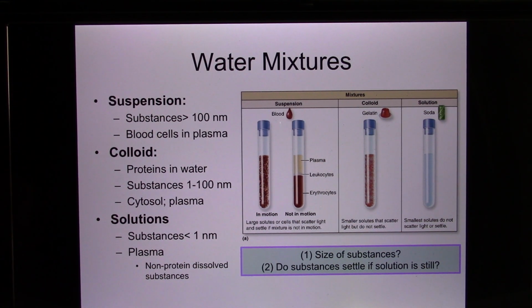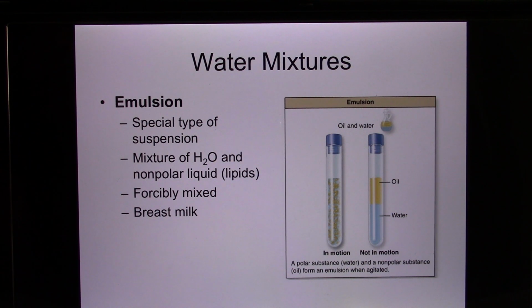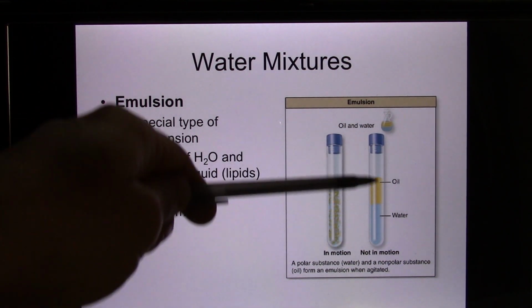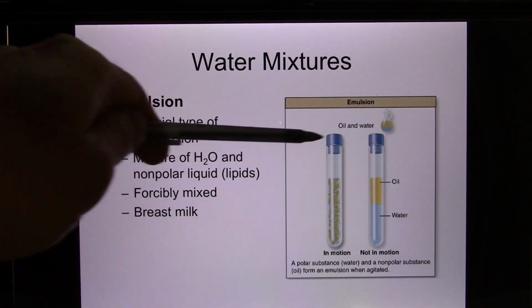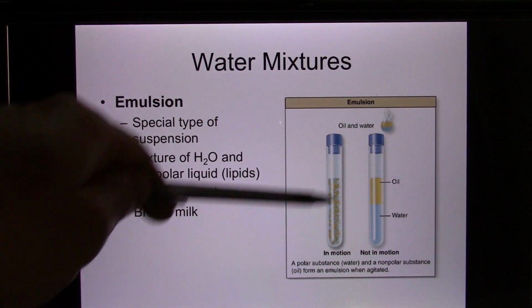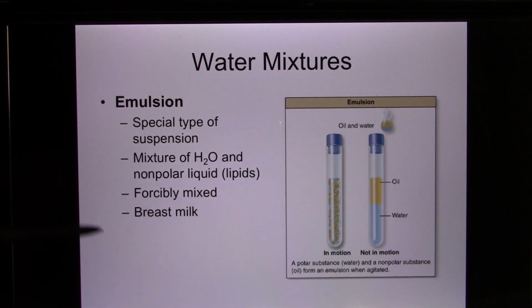So we have three different kinds of solution. And a unique one, emulsion. Emulsion is when you have water and you have oil. And we know they don't get along well, but for some reason, this solution can mix well enough. And a good example is breast milk.